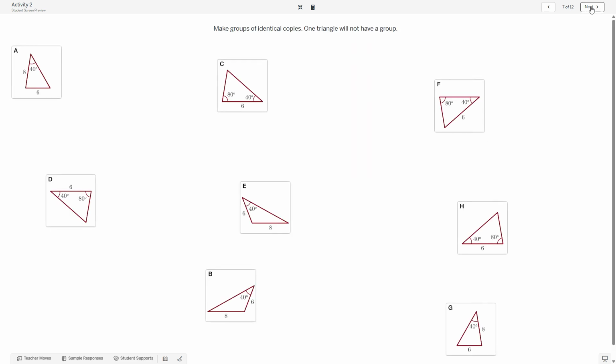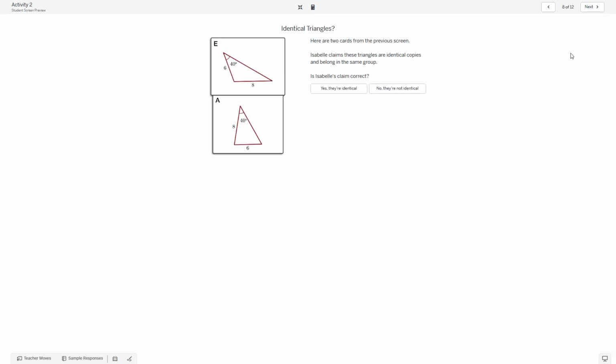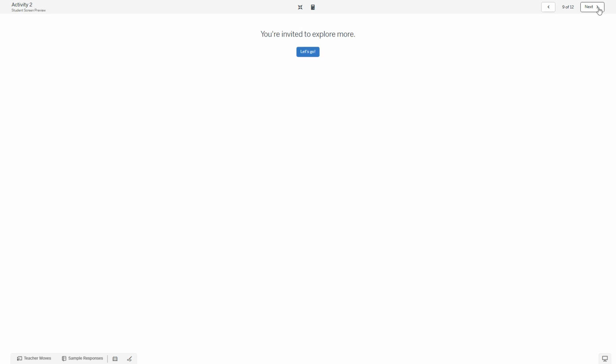Okay, here we have making groups of identical copies where you would be connecting them. You can most certainly do this on your own. And then also talk about whether these are identical or not. And then you can explore more, which that'll be on your own. So feel free to do those extra questions for yourself. You are now working on your homework lesson practice number 7.